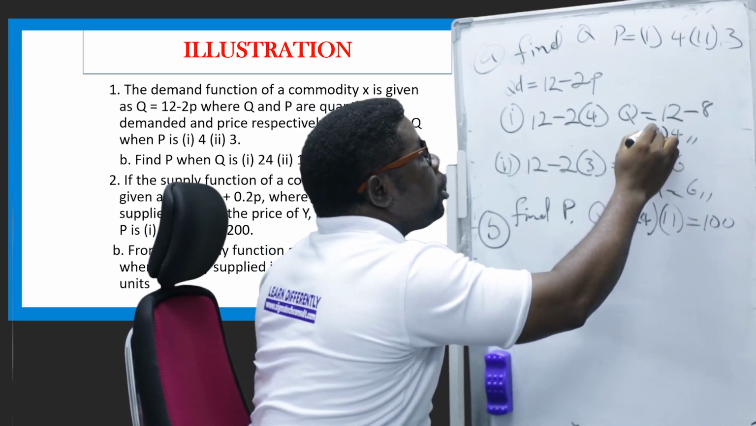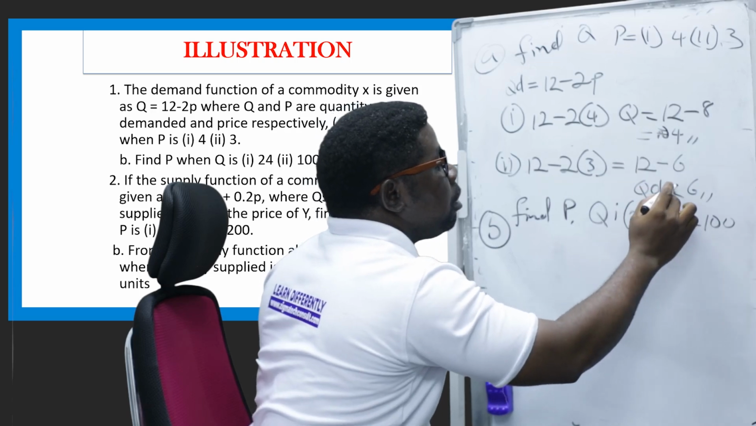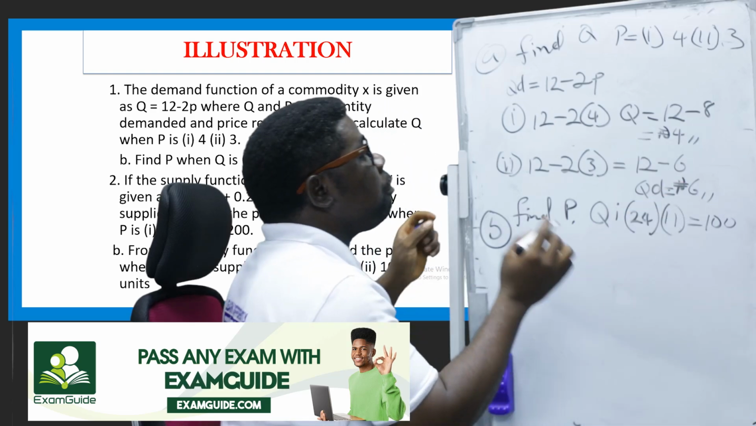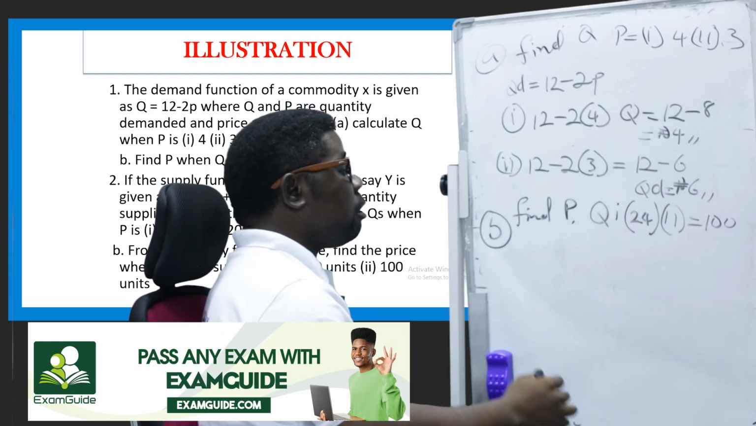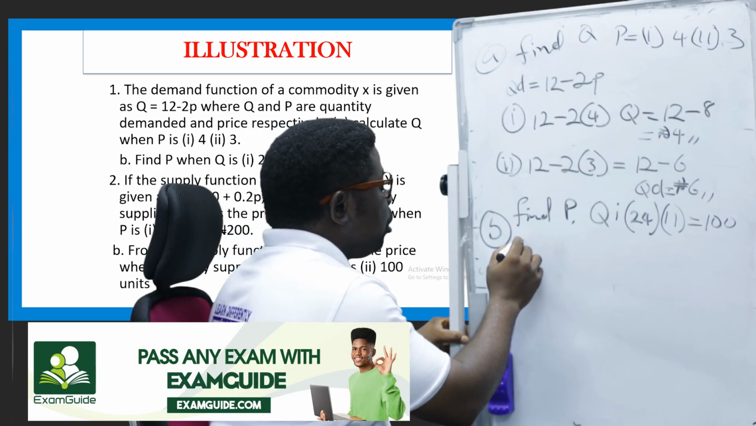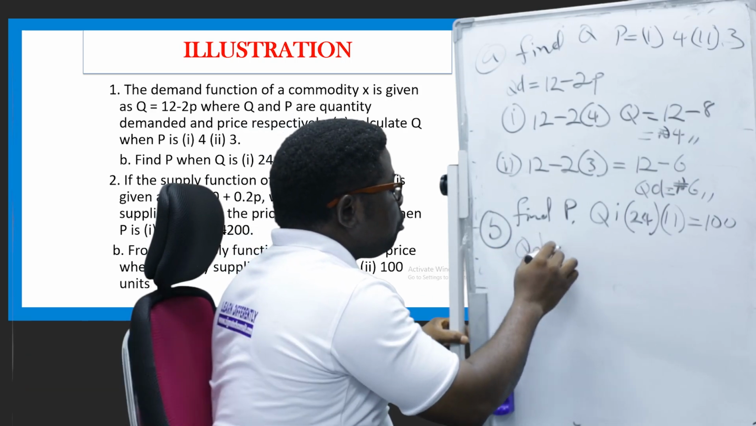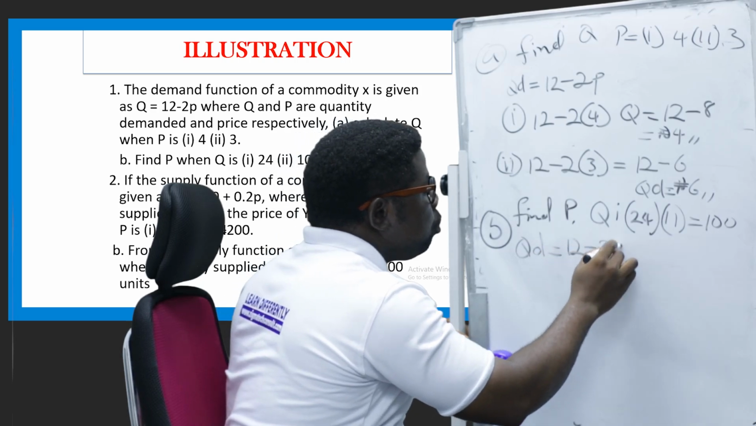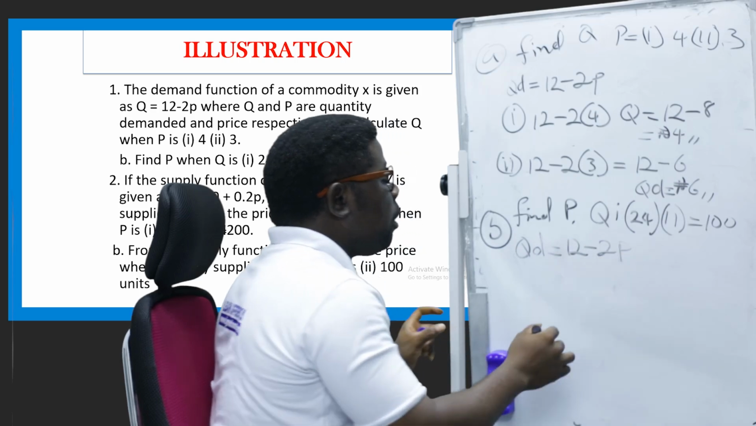It should have money attached to it because we're talking about money here. So you have monetary denomination. So you have 4 naira and 6 naira. In this way you have units. So what's that? You bring your equation. QD is equals to 12 minus 2P. Fine. All right?